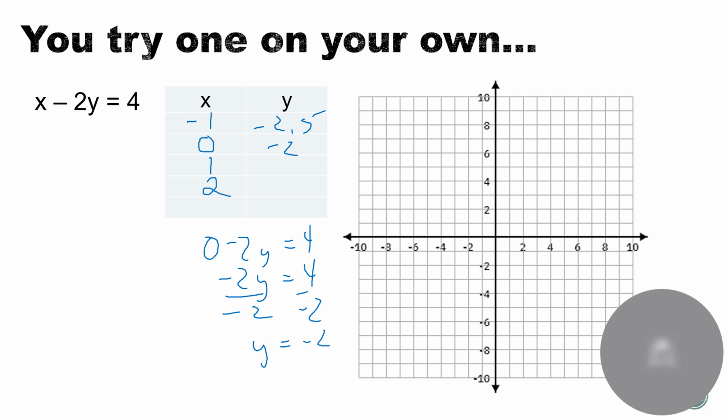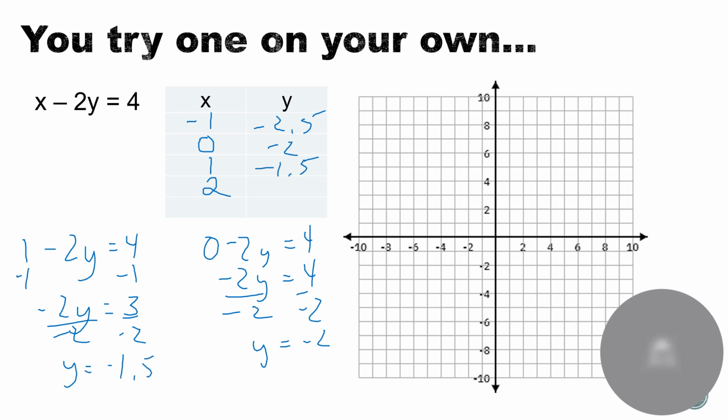All right. Next point is a 1. So we'll do 1 minus 2y equals 4. We're going to subtract that one. So we'll get -2y is equal to 3. Divide both sides by -2. And my calculator will tell me that is -1.5. So I'm not really happy with that one. But you should notice a pattern. Okay, so it went from -2.5 to -2 to -1.5.